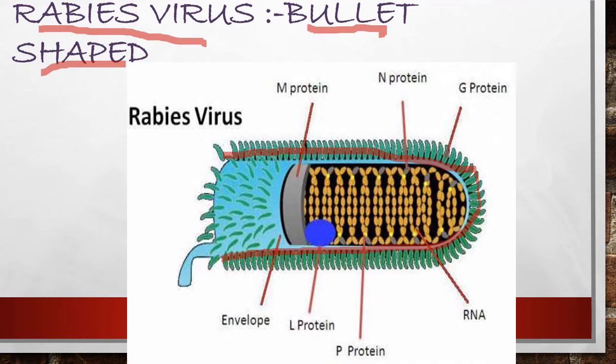If you want to remember this, you can simply remember it, because you can't see this shape at other places generally. So the bullet shape is considered generally with the rabies virus. So you can remember this. Whenever you see a bullet-like shape, that is of rabies virus.